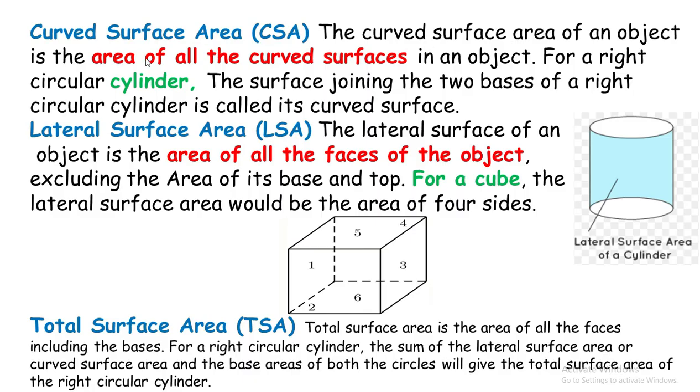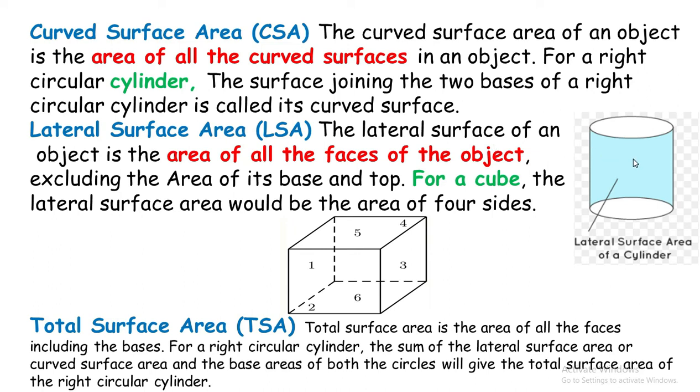The curved surface area of an object is the area of all the curved surfaces in an object. In the case of a cylinder, apart from the top and bottom surface, the middle portion is the curved surface. So we call this a curved surface area. Okay.